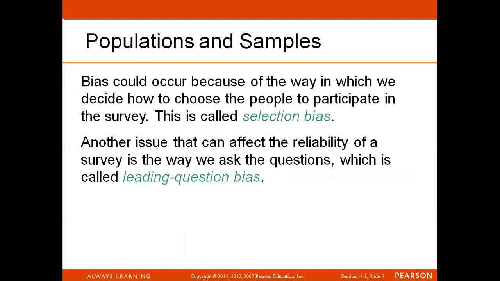Bias could occur because of the way in which we decide how to choose the people to participate in the survey. This is called selection bias. Another issue that can affect the reliability of a survey is the way we ask the questions, which is called leading question bias.